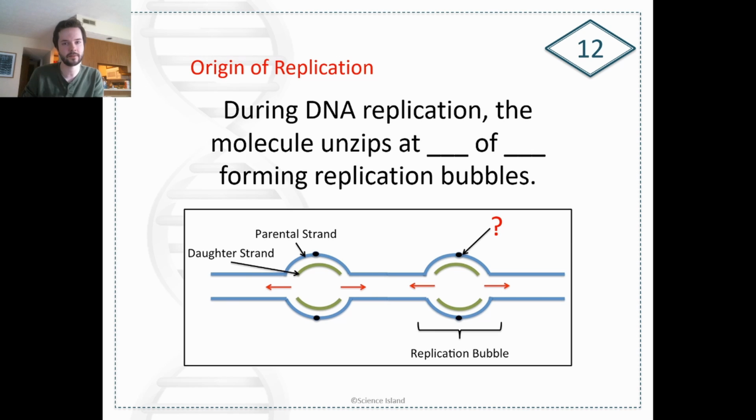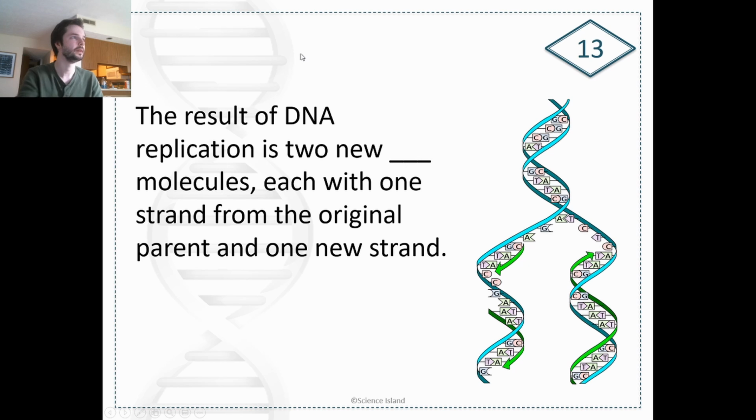You can start in various different parts along the molecule, and where these parts unzip, where that bubble forms, so where it's opening up, is called an origin of replication, and those can happen in various different places throughout the molecule. The result of DNA replication is 2 new daughter molecules.